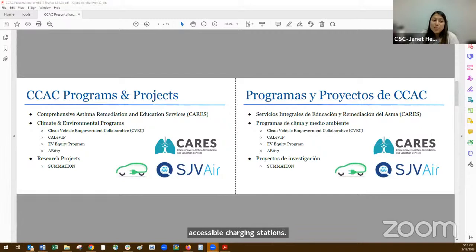Some of the research projects that we do here at CCAC include Summation. This is local to Kern County. This is a project for methane monitoring in Kern County. And the reason why CCAC is involved in this is because methane, which is also known as natural gas, also co-emits harmful air toxics, for example, BTEX, and we really are interested in finding out and trying to find methods to be able to quantify BTEX from methane emissions in Kern County.